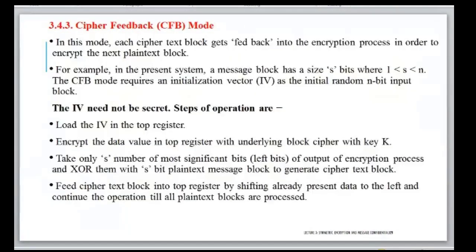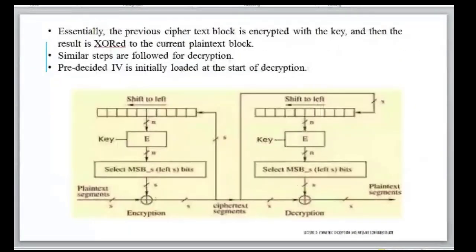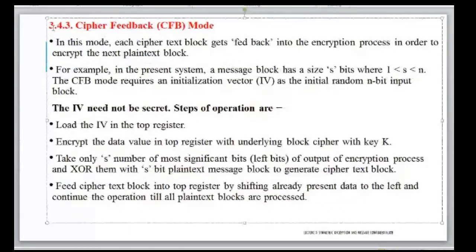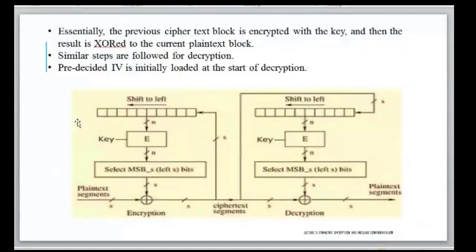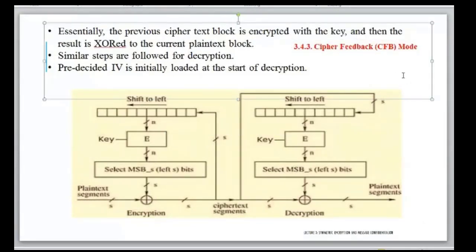Then go to the third method, which is the feedback method. You have to see the diagram and write in your own words. The next method is the cipher feedback mode method. It is almost the same as the second method. What is the feedback method? Here also there will be a chain available.